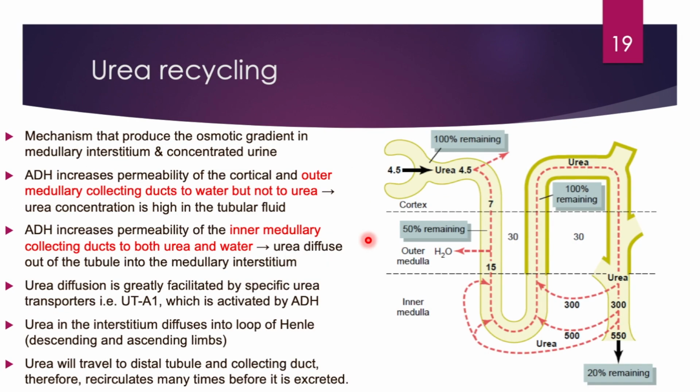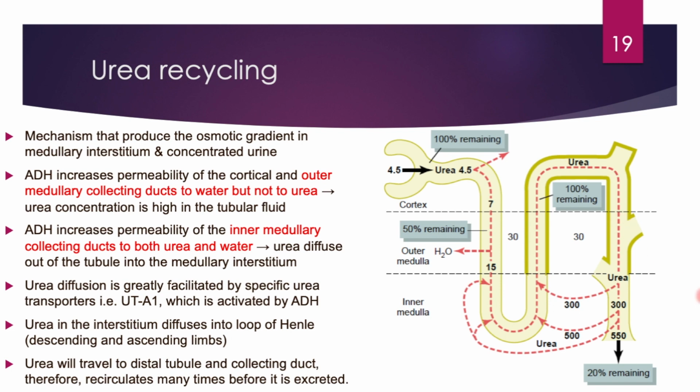Urea recycling is the other mechanism that contributes to hyperosmotic medullary interstitium and production of concentrated urine. So this is the loop of Henle, distal tubule and collecting duct. The collecting duct plunges from the cortex into the outer medulla and renal medulla. Notice the line here. So this is the cortical collecting duct, outer medullary collecting duct, and inner medullary collecting duct. The unique function of ADH: it increases permeability of the cortical and outer medullary collecting duct to water, but not to urea. So therefore, urea concentration is high in the tubular fluid.